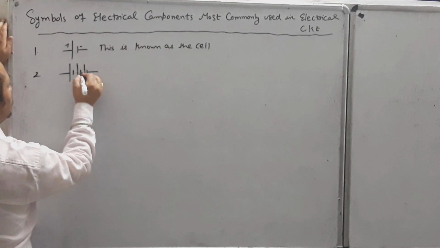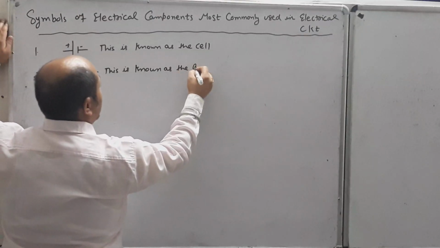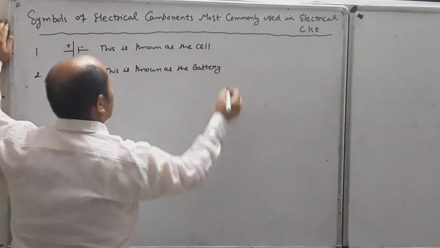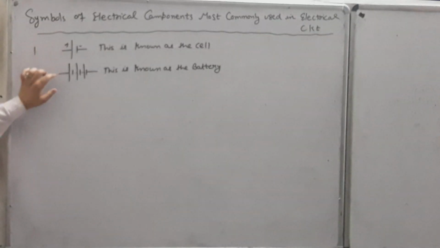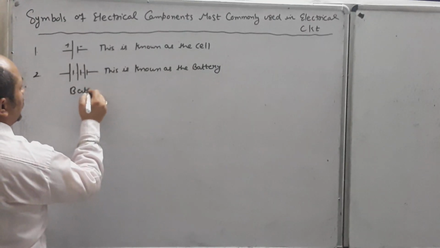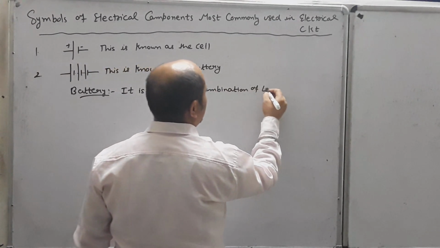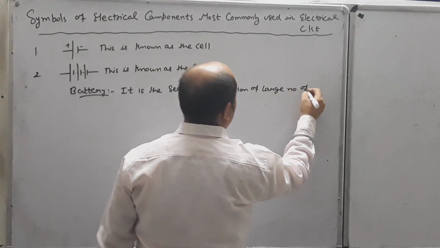The second is, now what is this? This is known as the battery. Now, what is the difference between battery and cell? Battery is the series combination of cells. Now, what is battery? It is the series combination of a large number of cells.